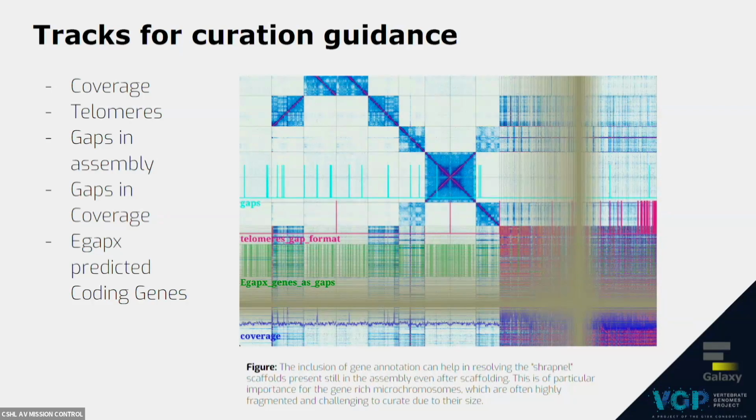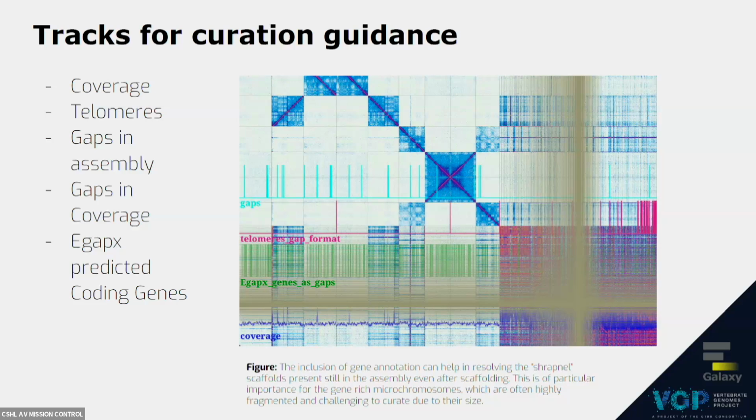Another use case is shrapnel. So shrapnel is all these really tiny bits of sequence that you get at the end. And in that shrapnel, you have assembly crumbs, which are pieces that haven't been able to be attached to any assembly. But you also have, in birds and reptiles, microchromosomes, which are really small chromosomes, but they are very interesting to study because they are usually gene-rich. And so we want to identify them.